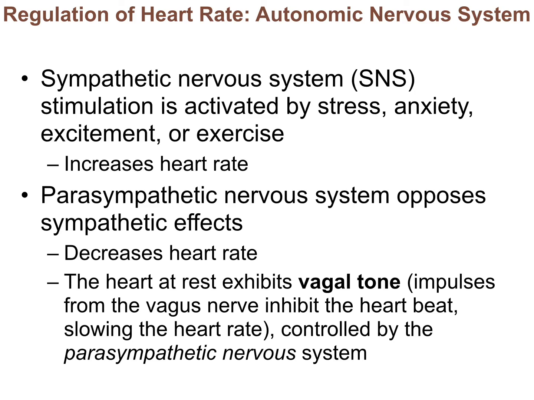So at rest, the heart's going to exhibit something called vagal tone. This has to do with cranial nerve 10, the vagus nerve. It inhibits the heartbeat, slowing the heart rate. Now when we say inhibit, it doesn't stop it, it just slows it. And that vagus nerve is controlled by the parasympathetic nervous system.